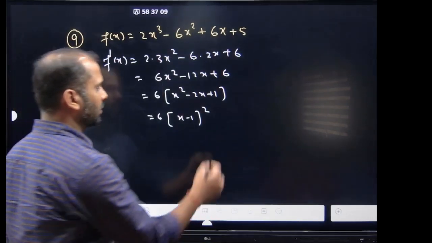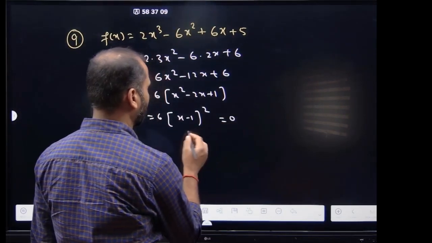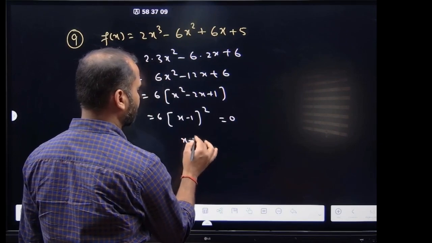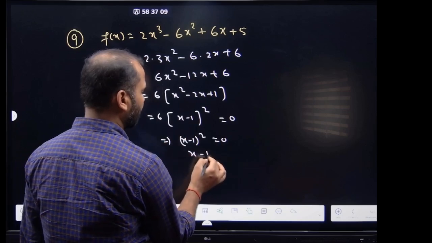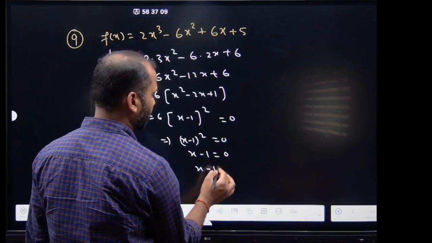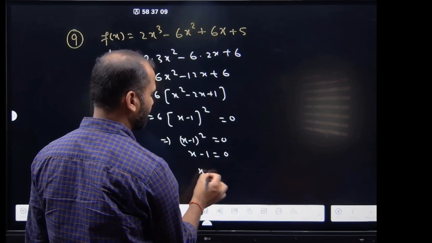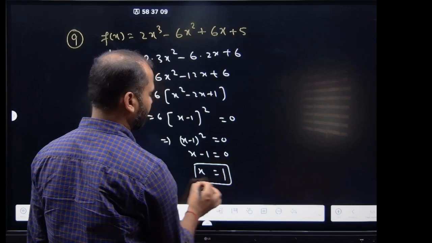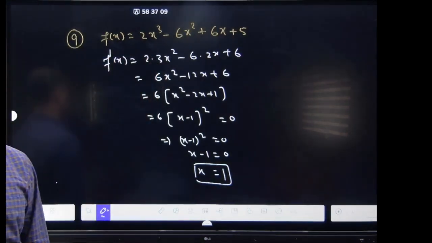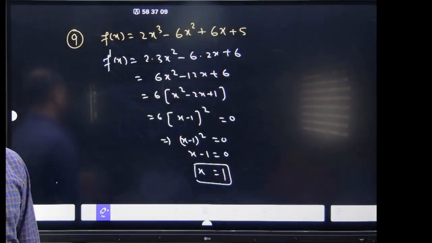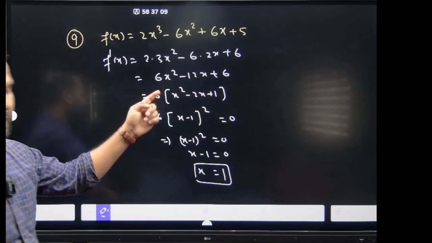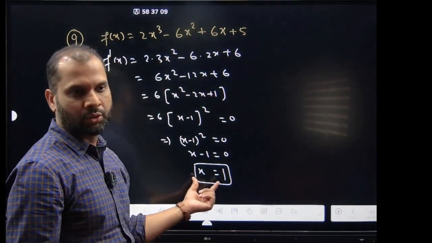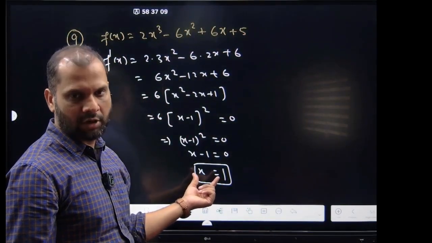Correct? Put it equal to 0. If I put it equal to 0, what will you get from here? X minus 1 the whole square is 0, because 6 you can divide to that side, no problem. X minus 1 will be 0, square root of 0 is 0 only. So means x is equal to 1. How many critical points do you have? 1 and only 1. Correct? It is a repeated one, no problem. Let it be a repeated one. Correct? Now I should do double differentiation to check whether it is a point of maxima or minima.